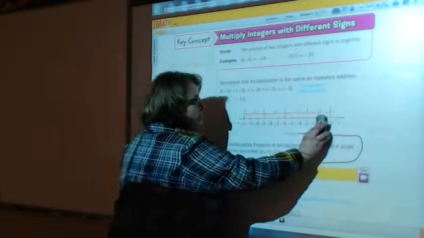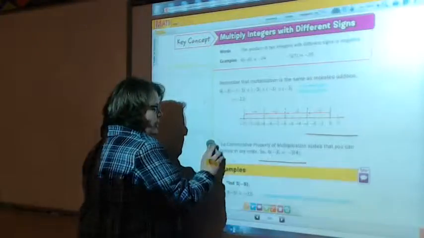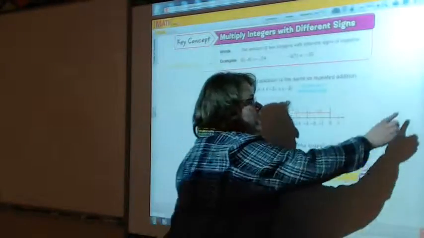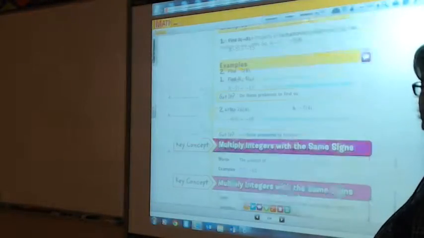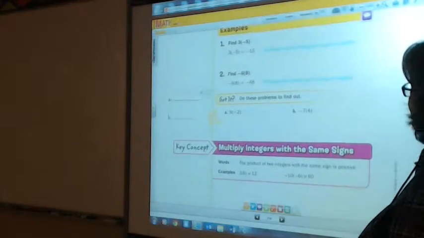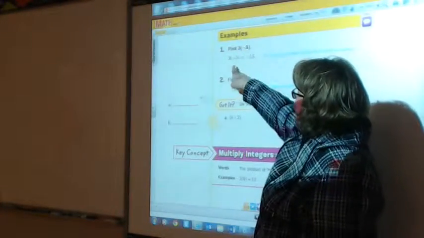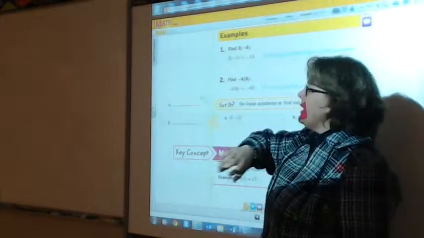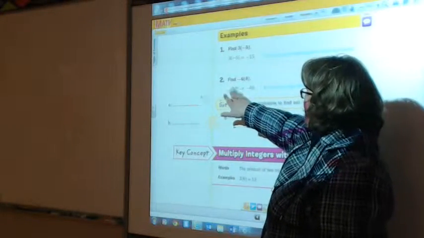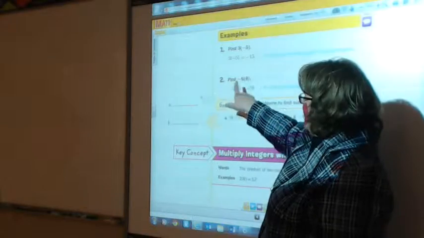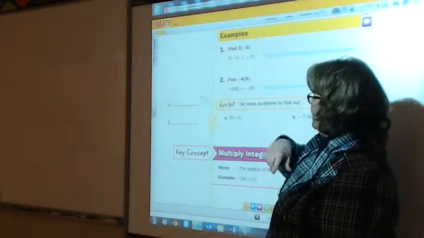Okay, so when multiplying integers, what you essentially are going to be doing is, like I said, you're going to multiply like you would typically multiply. So in this example 1, you have 3 times negative 5. 3 times 5 is 15. Because the signs are different, your answer is negative. Here, you have negative 6 times 8. You take 6 times 8, which is 48. Because you have a negative times a positive, signs are different, the answer is going to be negative.